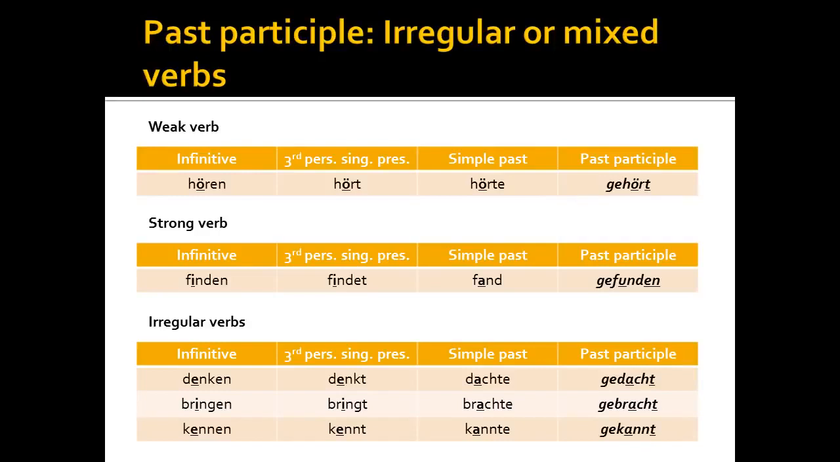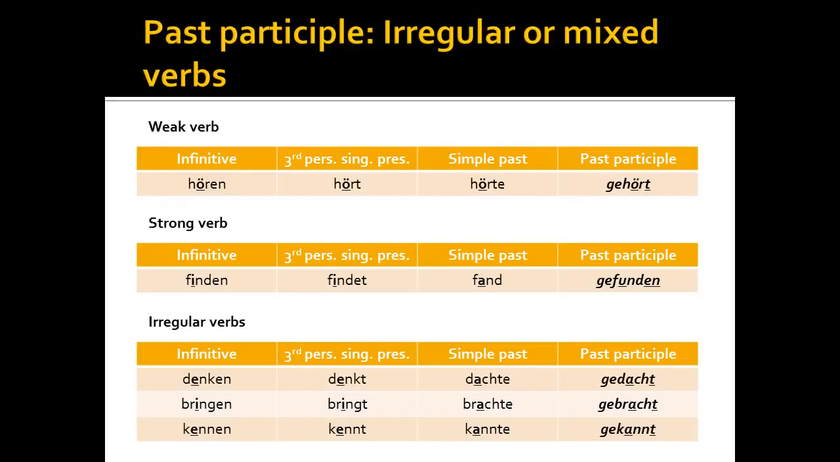Now, irregular verbs manifest characteristics of both weak and strong verbs. Denken, the vowel in the stem of the verb changes from an e to an a, like it does in a strong verb, but it adds a ge prefix and a t suffix, like a weak verb does. Same thing with bringen. I goes to an a, and it adds a ge prefix and a t suffix. And kennen, the one we've been looking at in our example at the beginning of this video, changes from an e to an a and adds a ge prefix and a t suffix.